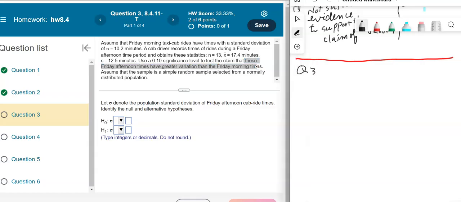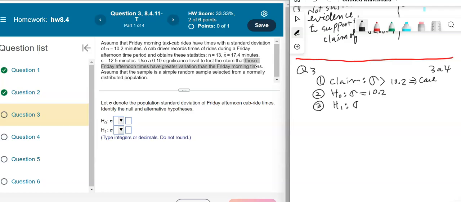So, number one, the claim: sigma, the Friday afternoon, has greater variation than Friday morning. What is Friday morning? It is 10.2. Okay? So this is, again, case 3 or 4. The null hypothesis is sigma equal 10.2. The alternative hypothesis is the same as the claim, which is a right tail test.